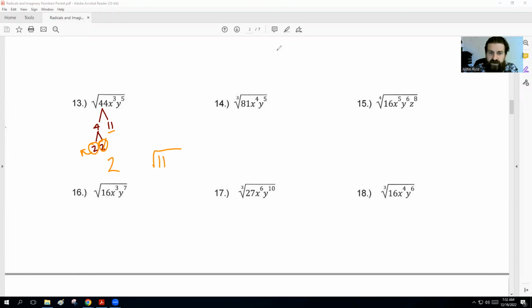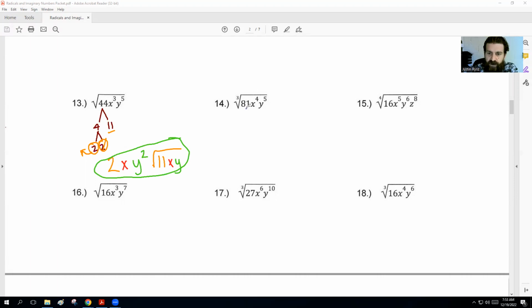And then we work on the variables. X cubed, if we divide that by 2, that gives us 1 on the outside, 1 left over inside. And then that y to the 5th, that means we'd have 2 pairs with 1 left over on the inside. All right, and so here's the answer: 2xy squared times radical 11xy. If you want to pause the video anytime if you think you got the hang of this, go ahead and do this. But I'm going to just keep going until we can see all the answers here.